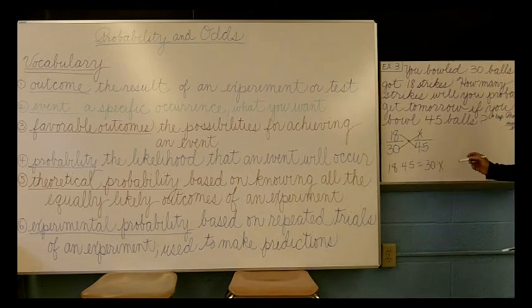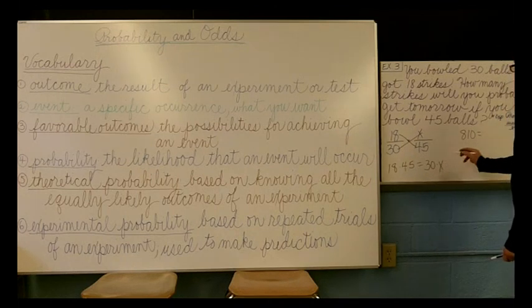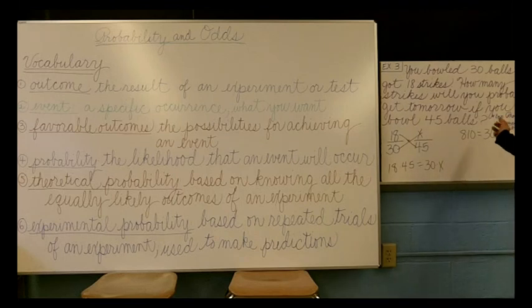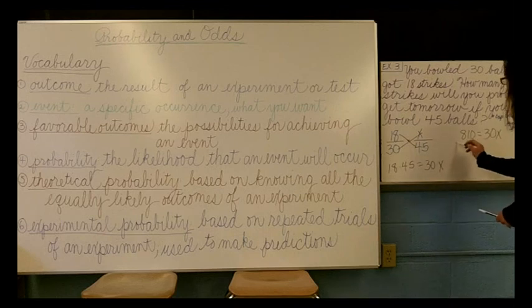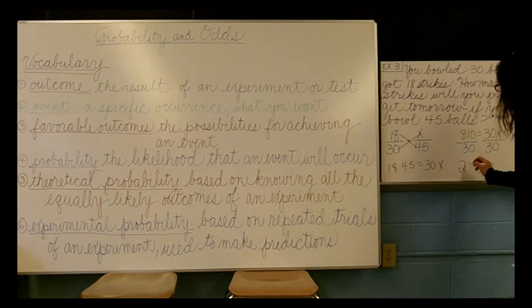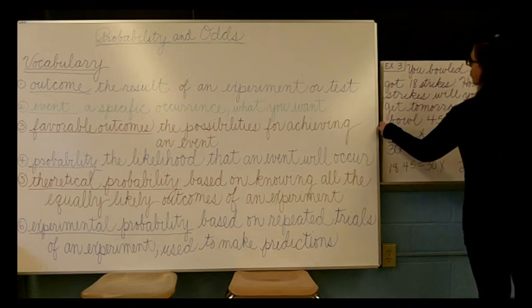18 times 45 equals 810. 30 times x is 30x. And we want the x by itself, so we have to divide both sides by the coefficient 30. And when we do that, we find that when you bowl 45 balls, you will probably get 27 strikes. And we have one more example before we conclude.